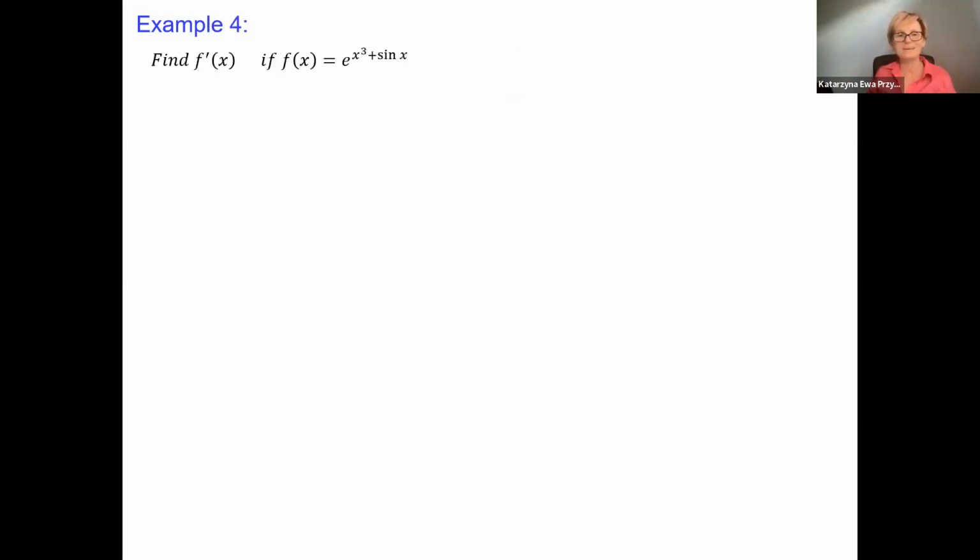Okay, let's keep working. E to the power of x cubed plus sine of x. Okay. What's the inner function? Okay, I type it. The inner is the entire exponent. That means we just have e to the u. What is the derivative of e to the u? Who can type? Maybe you can type with the chain rule.